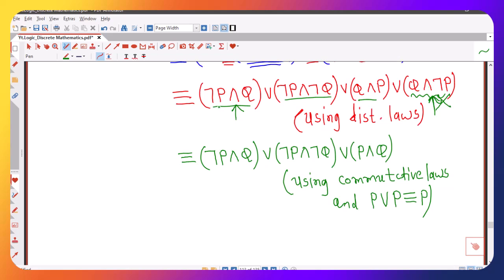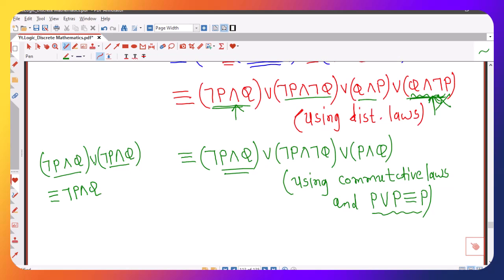So we will have negation P and Q or negation P and Q, that I have written as negation P and Q. Again, here I have negation P and Q, and here I have the OR operator, and using the commutative law I can rewrite Q and negation P as negation P and Q, and now I have used this logical equivalence. So this is logically equivalent to negation P and Q. Whenever we have identical terms, we will ignore them and write only one time.